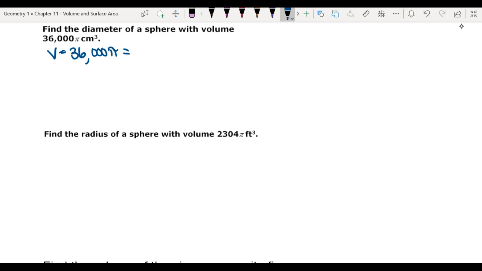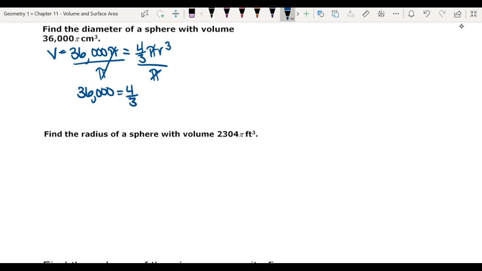So volume equals, and then we'd write down our volume formula, 4/3 pi r cubed. We have a pi on each side. What does that mean we can do with those pi's? We can cancel them out. Because if you divide each side by pi, your pi's cancel. So if you ever see pi on each side, you can just cancel them out if you want to, or you can show that you divided by pi and they cancel that way. It's up to you.